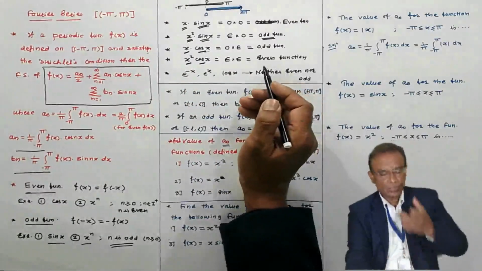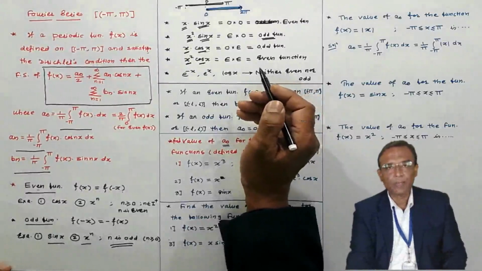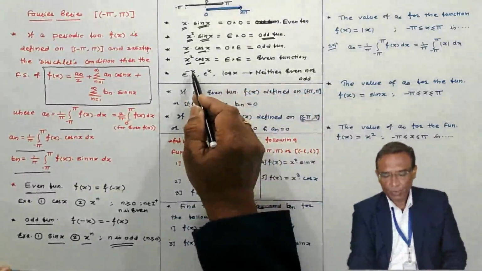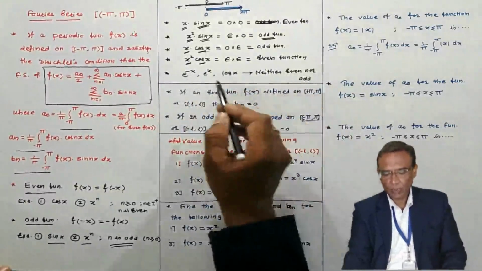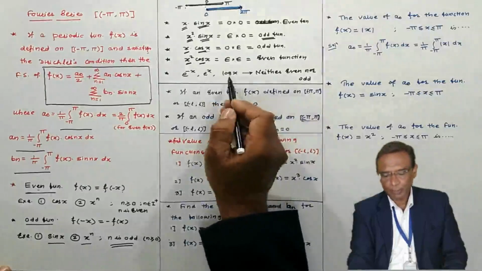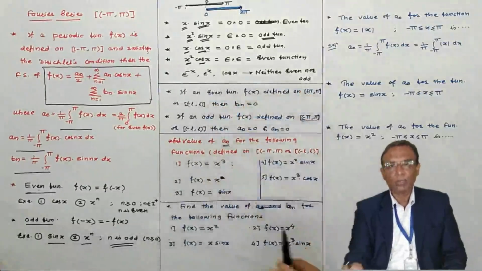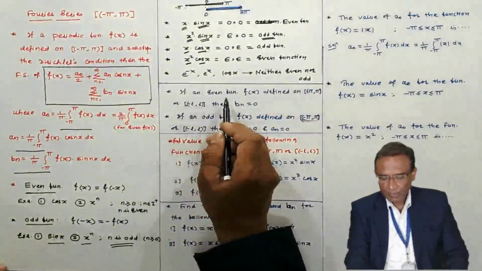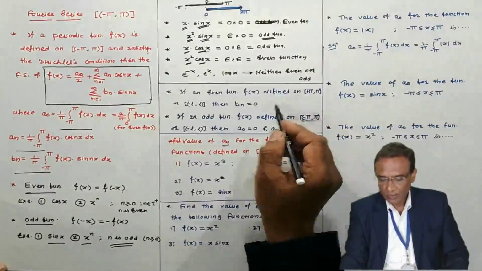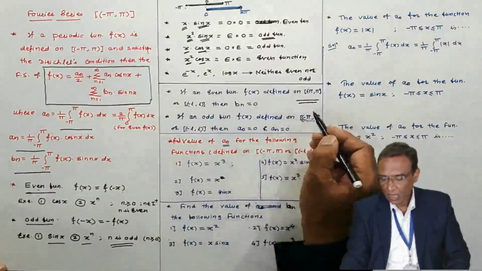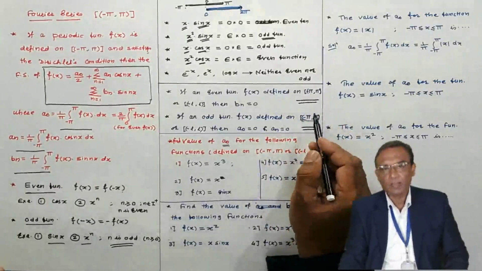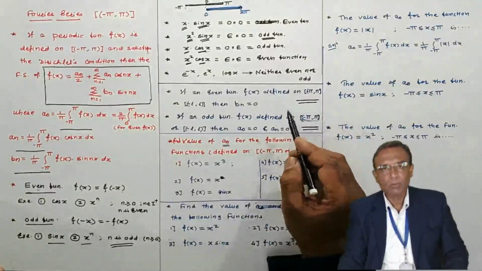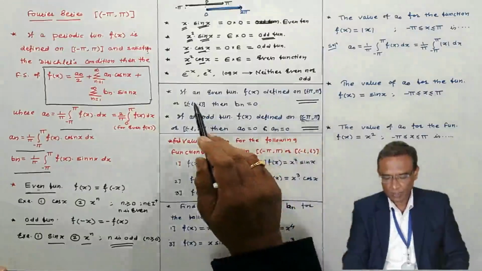But there are many functions which are neither odd nor even. For example, e to the power minus x is neither even nor odd. e raised to x is also the same. Log x is also neither even nor odd. Now, these facts are very important. On these facts, an MCQ may be asked in the examination.